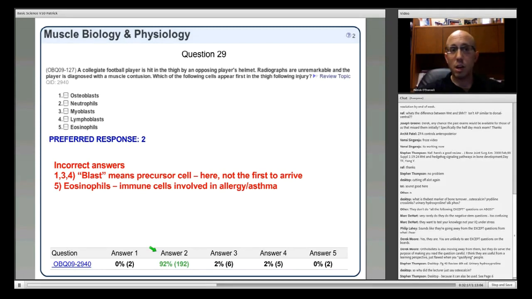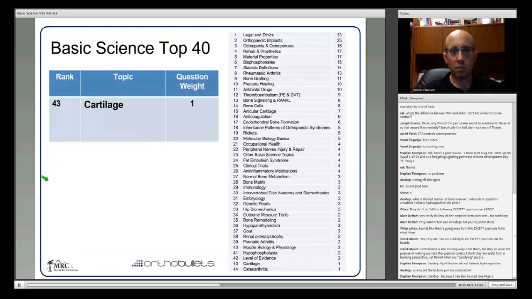That's awesome. If we look at the incorrect answers, 1, 3, and 4, anytime you see blast, this is a little nugget just to tuck away in your memory bank. Blast means some type of a precursor cell. So oftentimes blasts are going to be the cells that are in your marrow. They're going to be your mesenchymal stem cells that are trickling through your fat or your muscle or in your bloodstream. These are not going to be the first to arrive. Looking at your eosinophils, they're immune cells. They're typically involved in allergy and asthma, not going to be involved in this general inflammation of a muscle injury.